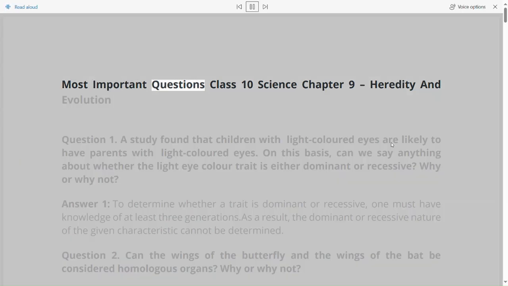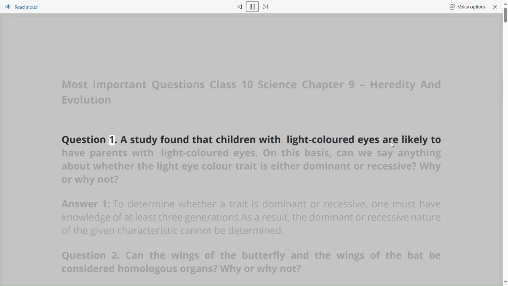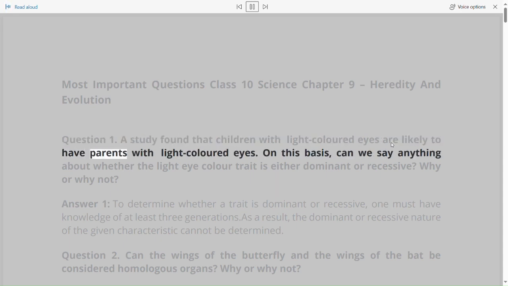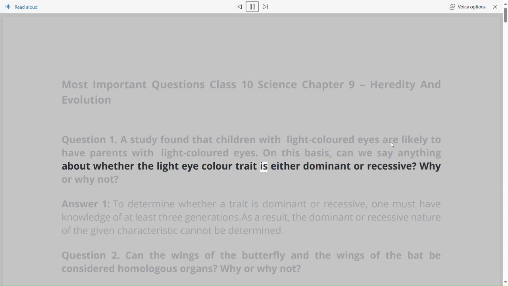Most important questions Class 10 Science Chapter 9, Heredity and Evolution. Question 1. A study found that children with light-colored eyes are likely to have parents with light-colored eyes. On this basis, can we say anything about whether the light eye color trait is either dominant or recessive? Why or why not?